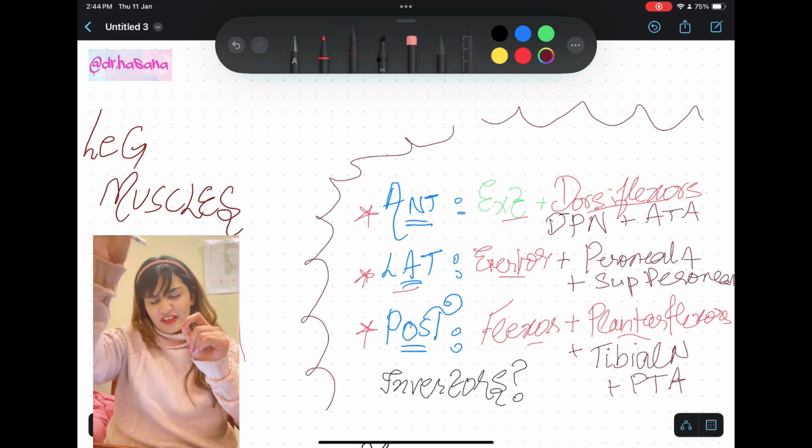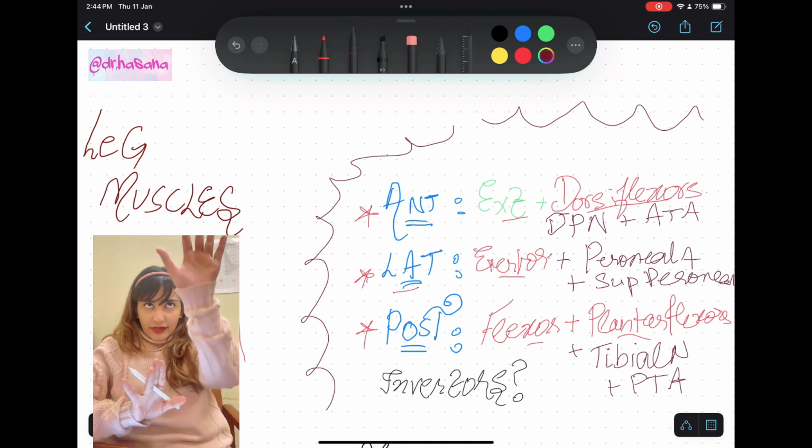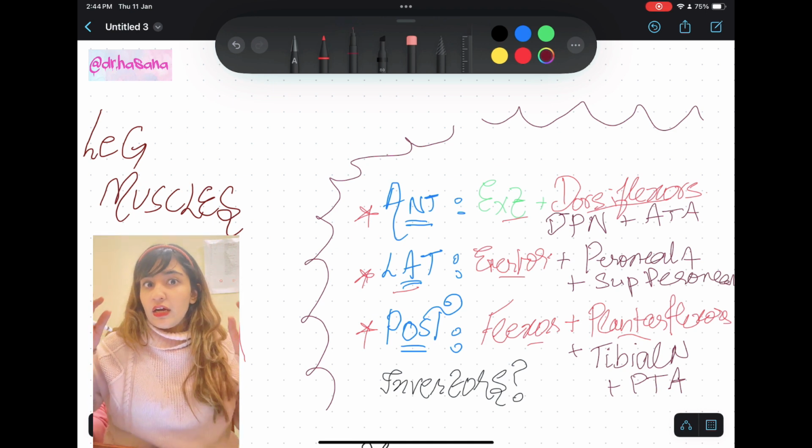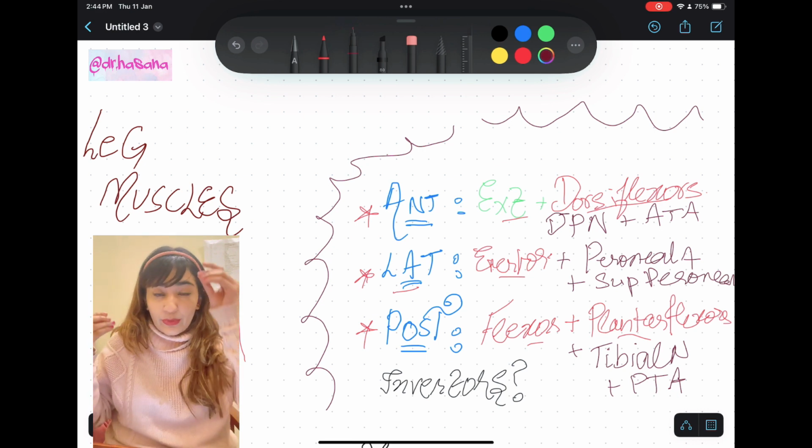Oh, I remember this was arising from the fibula this way, and this was arising like this, so obviously it was touching the tibia, makes sense. So that's how you're going to do the origin insertion. Don't sweat on it, all right? Don't get worried about that.